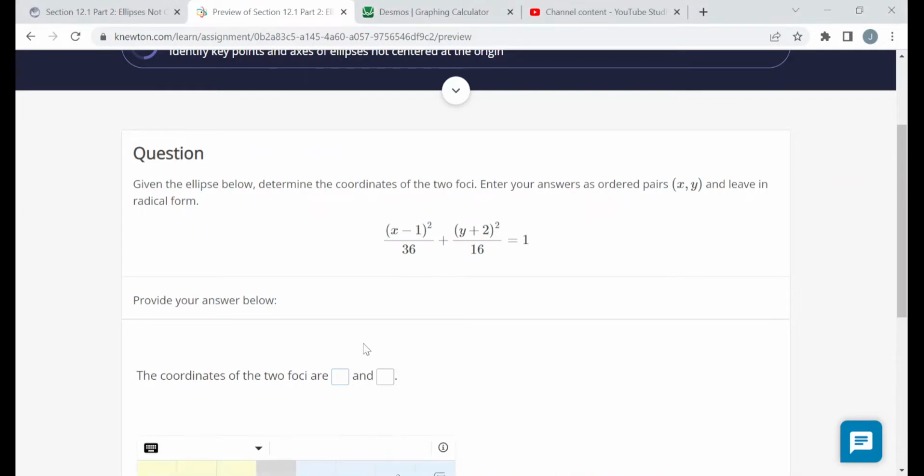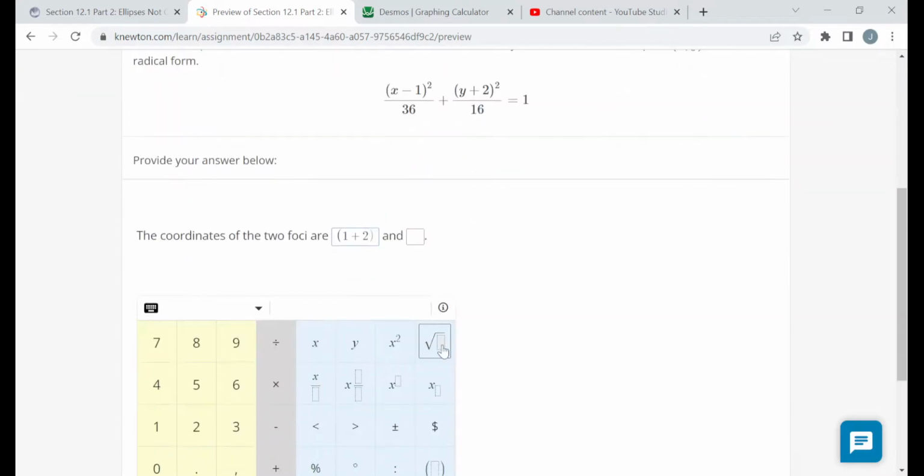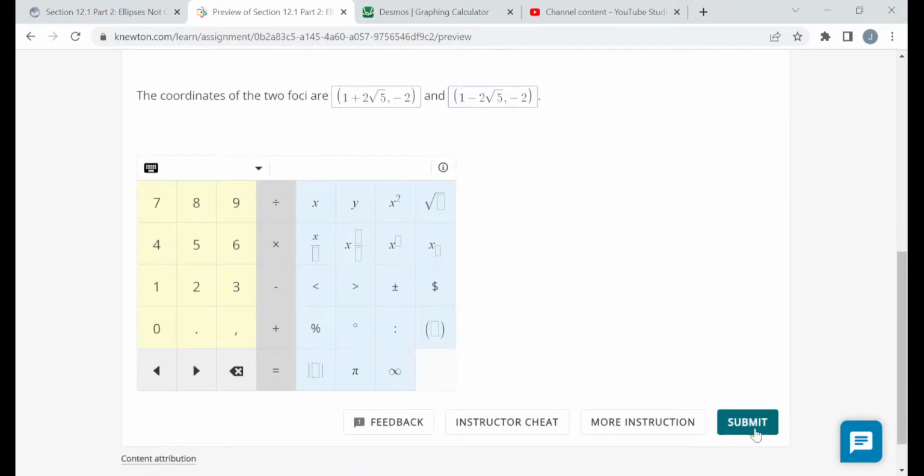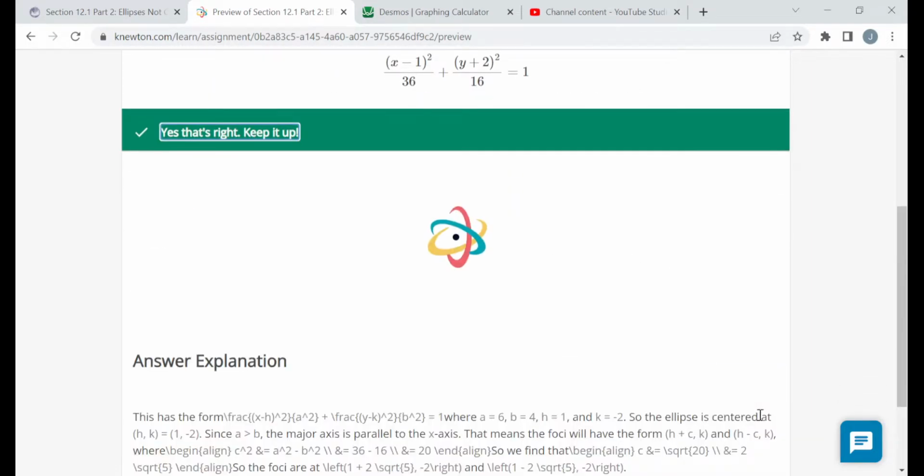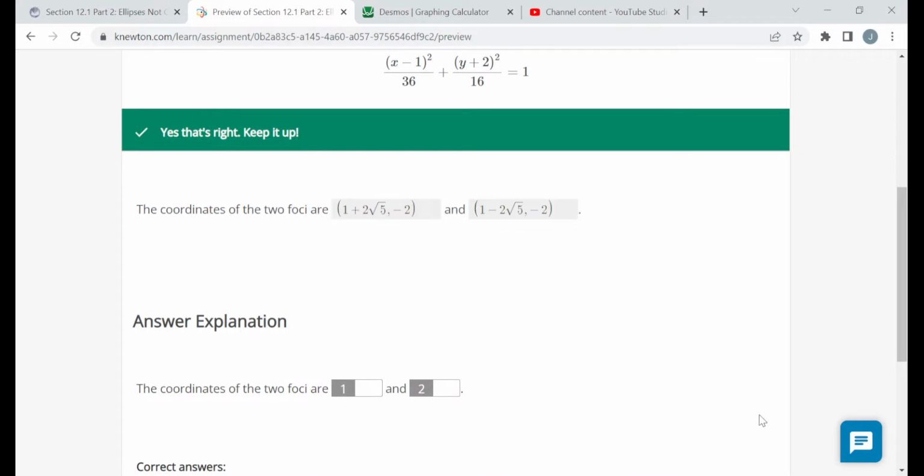So 1 plus 2 times the square root of 5, comma negative 2. And then I'm just going to copy and paste this in the other box, and replace this plus with a minus. There you go. And that should be good. And like I said, with enough practice, hopefully you'll be able to do this too, where you can find these points, vertices, co-vertices, foci, without actually graphing.